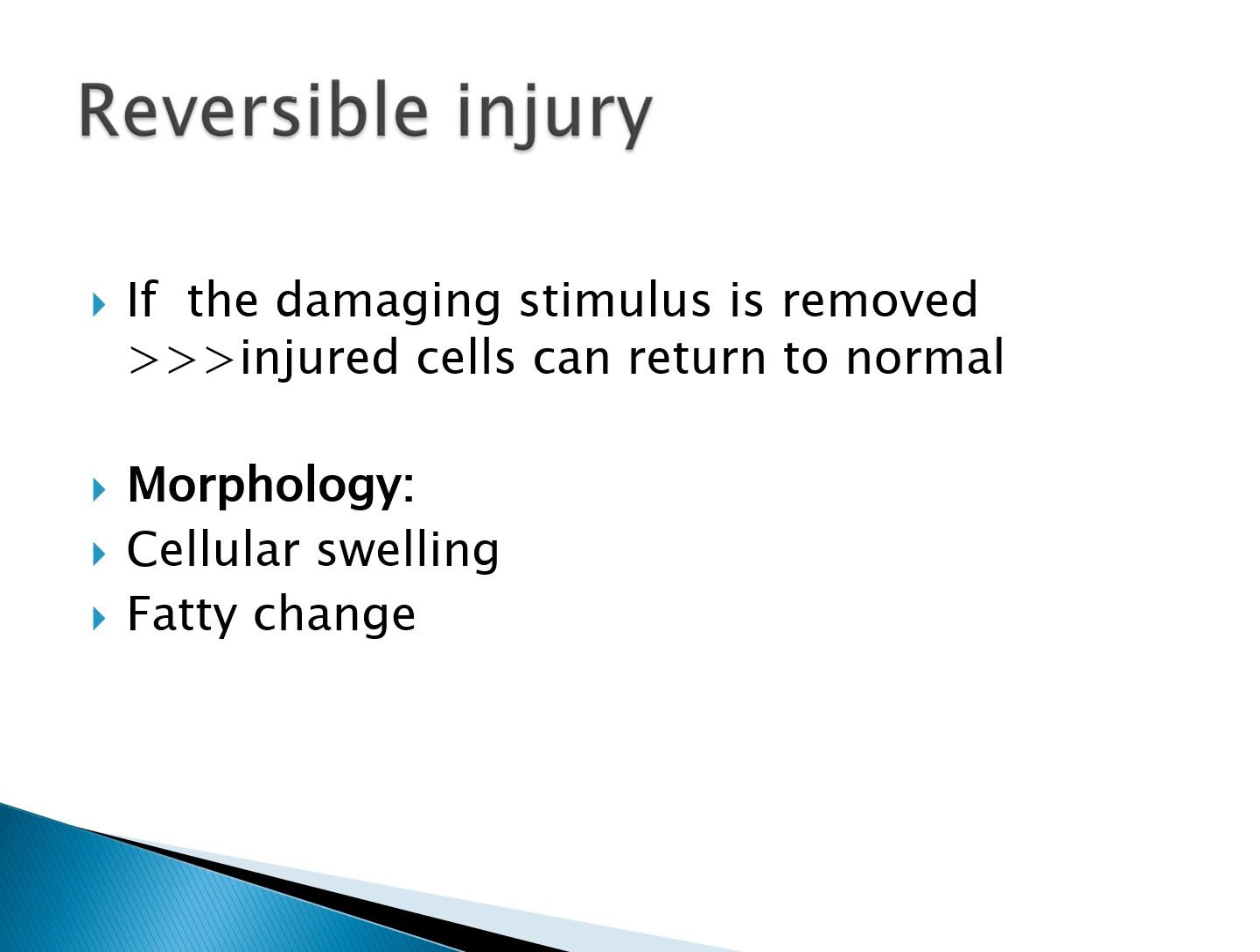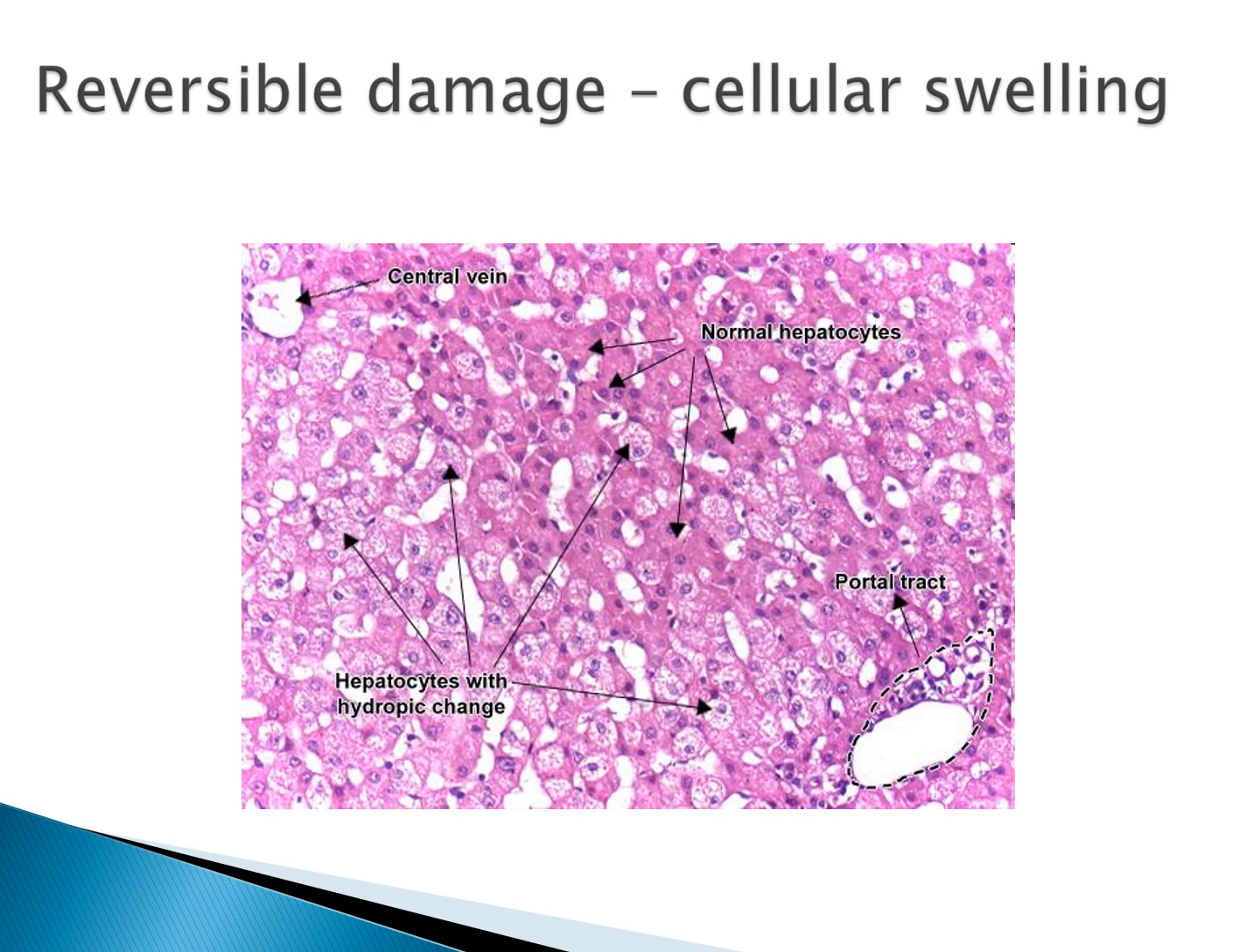The main morphologic changes in reversible injury are cellular swelling and fatty change. Now, cellular swelling can be seen by naked eye as a swelling of the whole organ. So if the cells of the organ are swollen, the whole organ is swollen with an increased size of the organ. Now at the light microscopic level, if we take a biopsy from the injured tissue, like for example in this picture here, you can see this is a section from the liver. The main finding is cellular swelling.